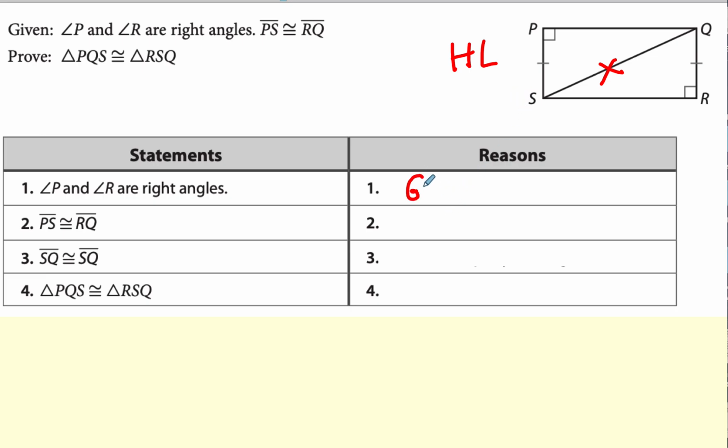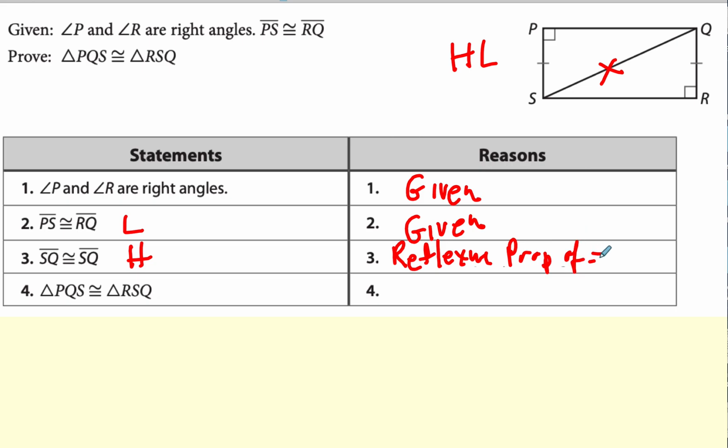So step 1 is given. Step 2 is also given, and that is actually our leg, so I'm going to put an L. And then we're going to say SQ congruent to SQ, which is our hypotenuse, and that's the reflexive property of congruence. And now we have our triangles congruent by HL, not side angle side, because the angle is not included.